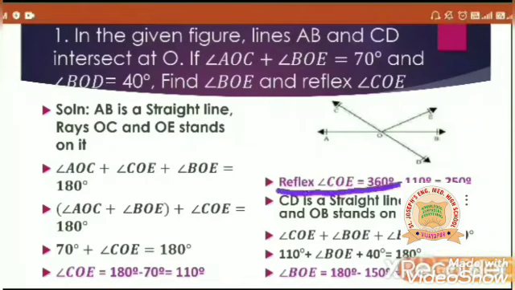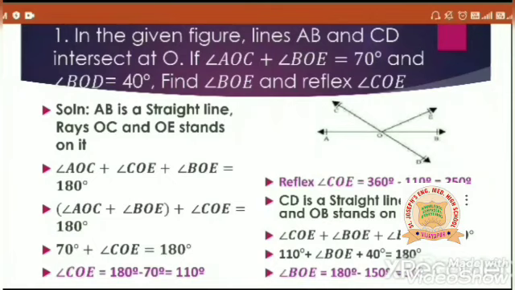We have got the reflex of COE as well as the answer BOE. So both the answers we have got here. This completes our first answer. You can pause the video and write down the answers. Okay, now let's move to the second question.